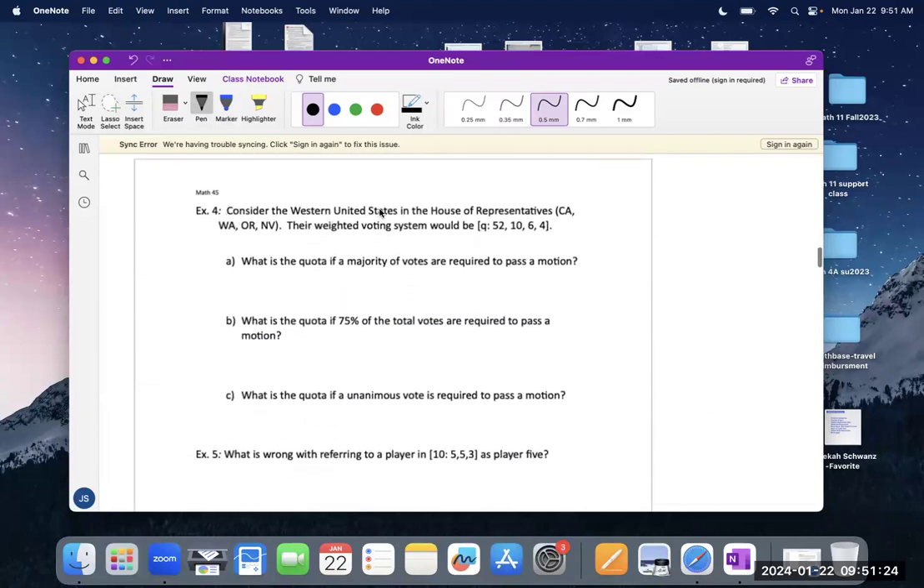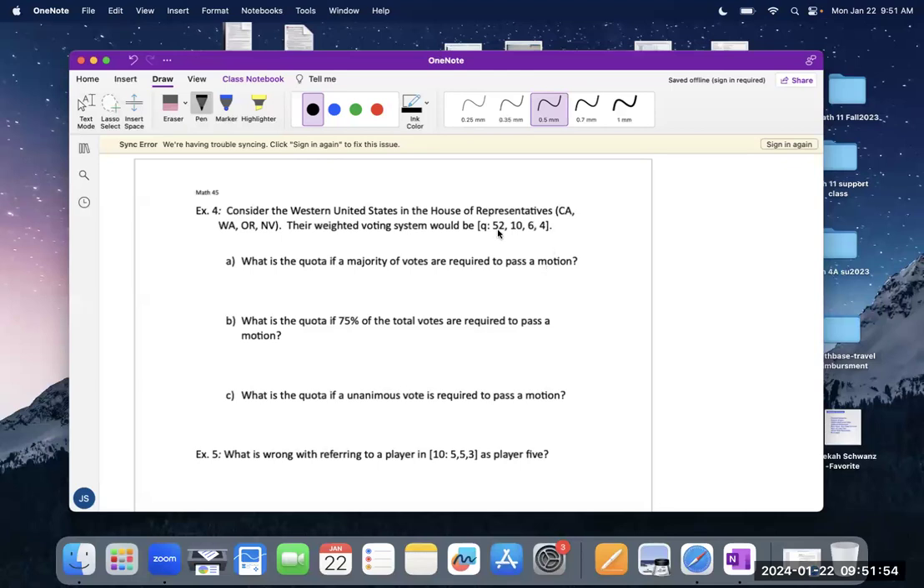Consider the Western United States in the U.S. House of Representatives: California, Washington, Oregon, Nevada. Their weighted voting system would be Q. So they're again letting a letter be there, the Q. They're not putting a number for us yet. And then 52 must be California, 10 is Washington, 6 is Oregon, and 4 is Nevada. What is the quota if a majority of the votes are required to pass?